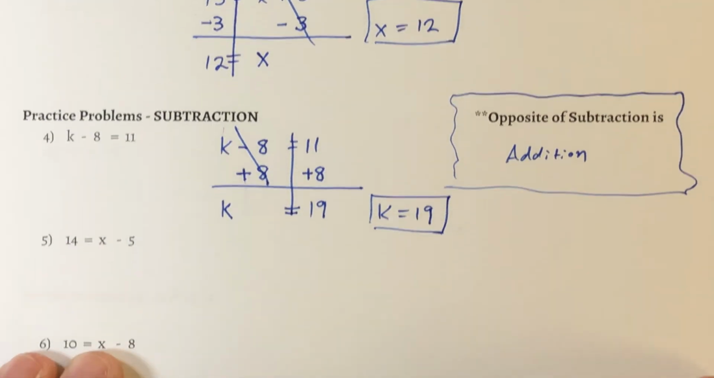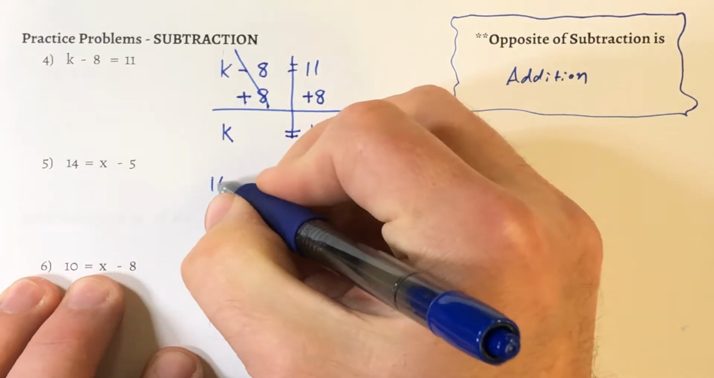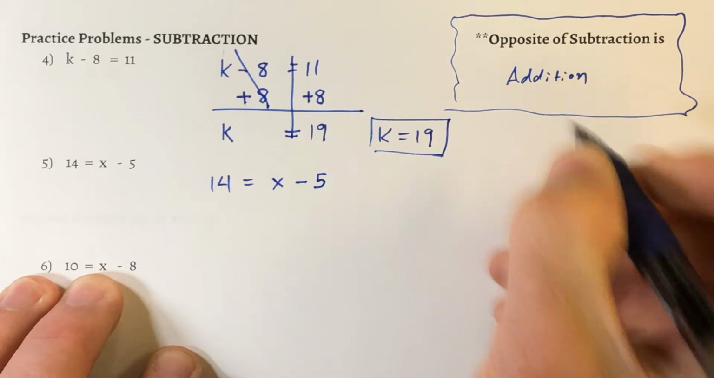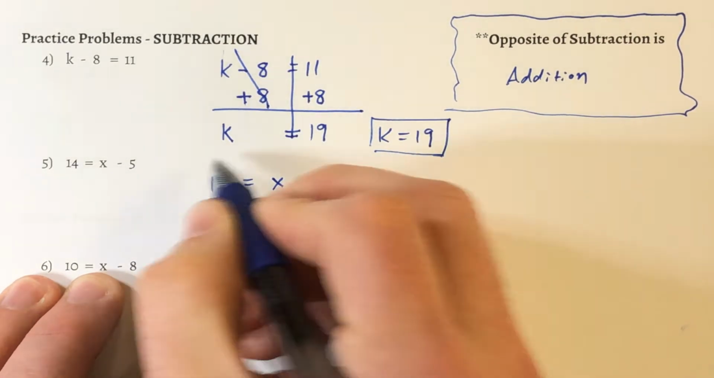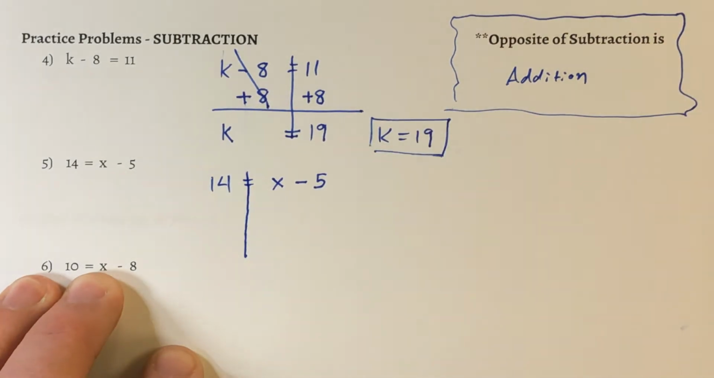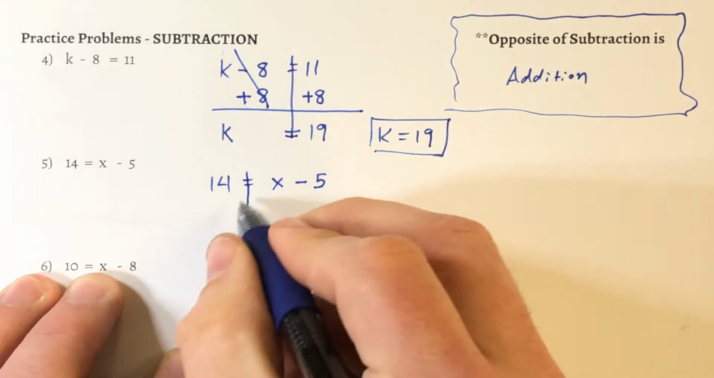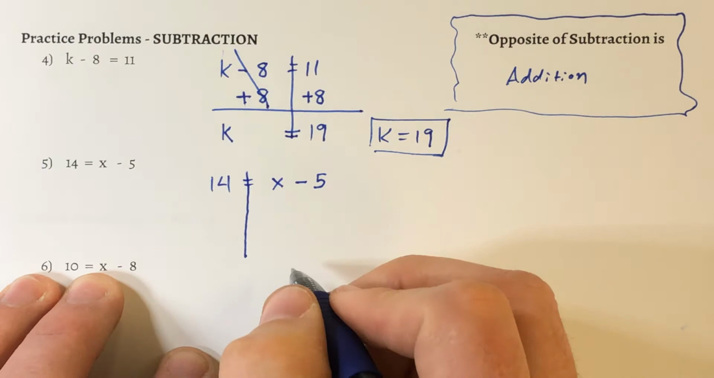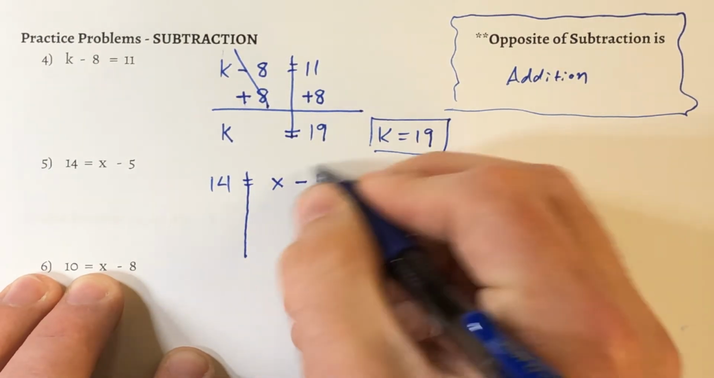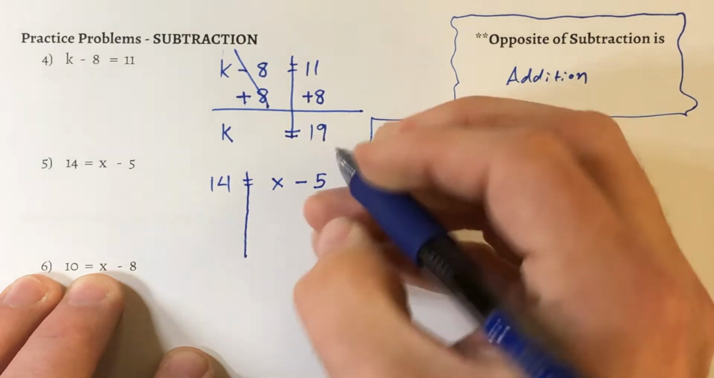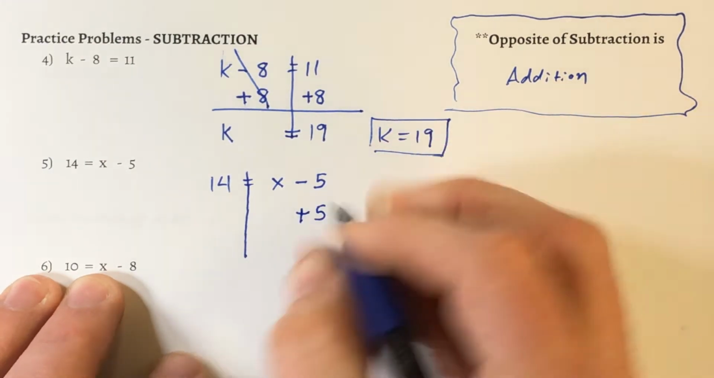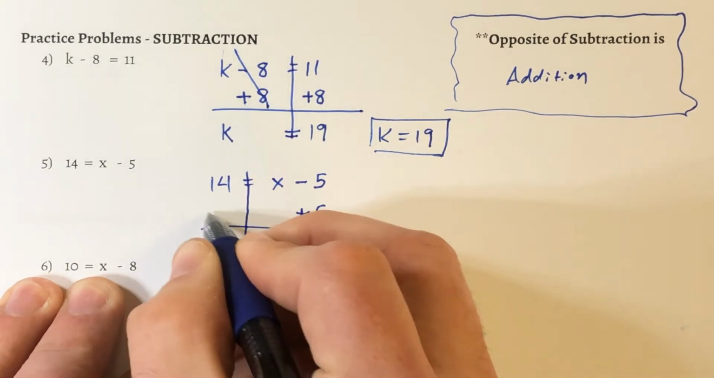Let's do another. Our next is 14 equals x minus 5. So what minus 5 is 14? So let's split our equation down the middle. What do I need to do? I need to get x all by itself because I want x equals the answer. So what needs to go away? This negative 5 or minus 5. So what's the opposite of subtracting 5? Adding 5. What you do to one side, do to the other.